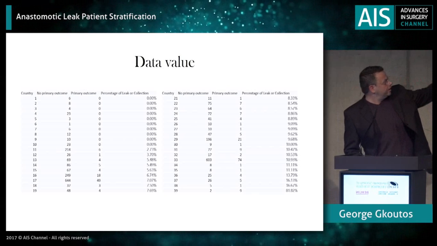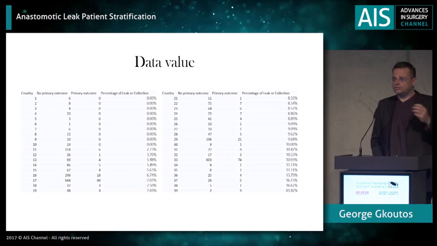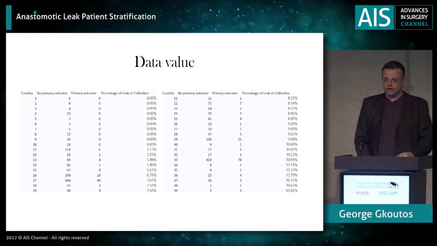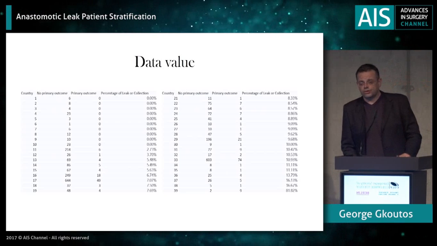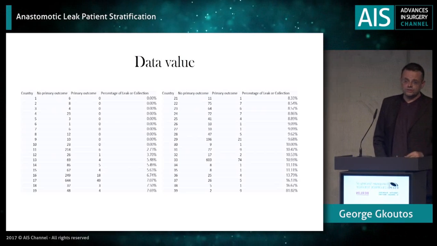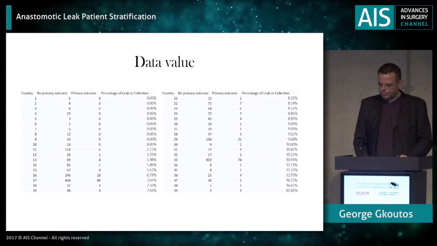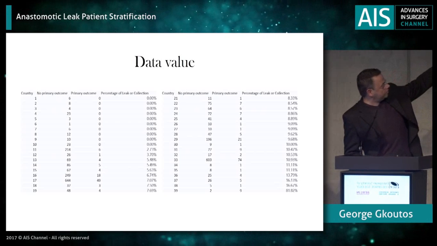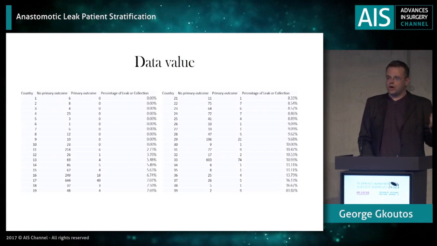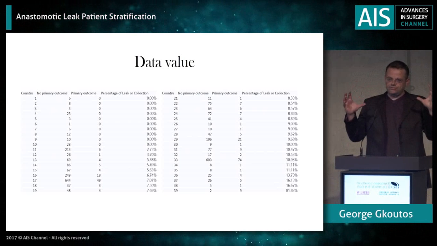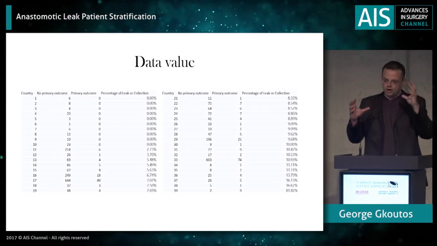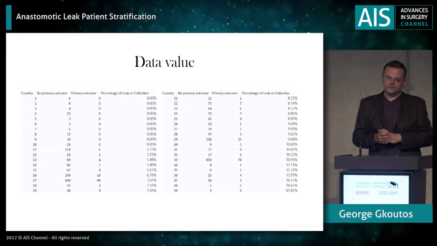As you can see in the top left-hand side, we have countries with almost 0% leakage rates. There's one of them with more than 200 patients, and only 6 of them leaked. Definitely a country where I would like to have an operation if I was having this type of operation. Whilst on the other side, you see countries going up to 80%. So there's a big difference in how these things are reported.